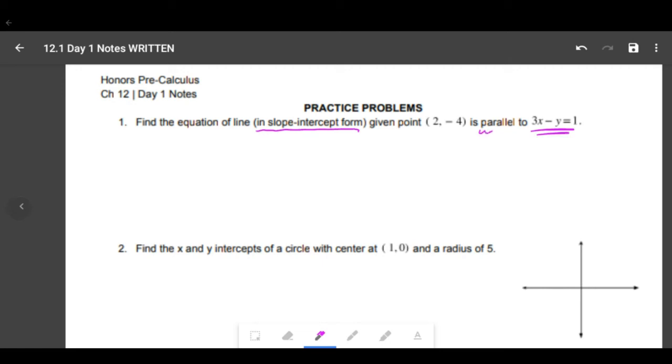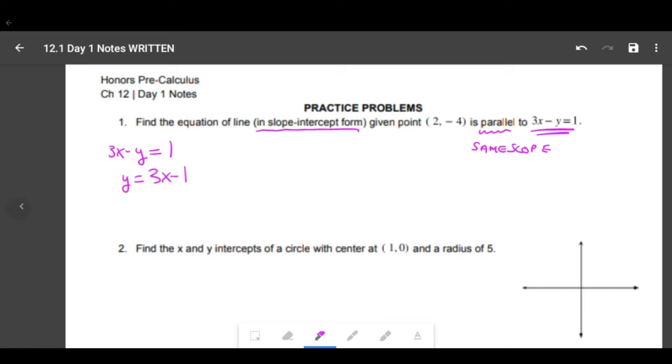Well, there's that keyword parallel. If you remember, parallel just means we're looking for a line that has the same slope as what's given. So if I take that 3x minus y equals 1, and I want to find the slope of that line, you typically remember from algebra class, we would just solve for y, right? So if I just solve for y, I'm going to get 3x minus 1.